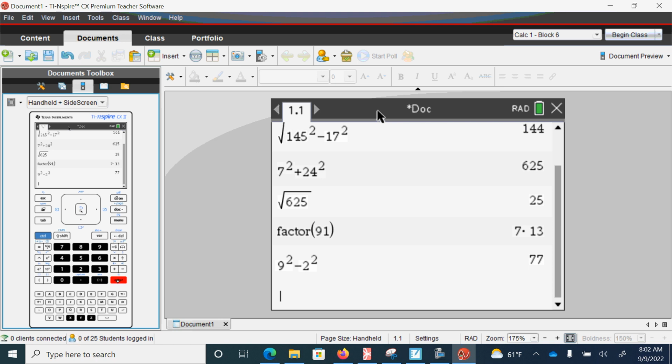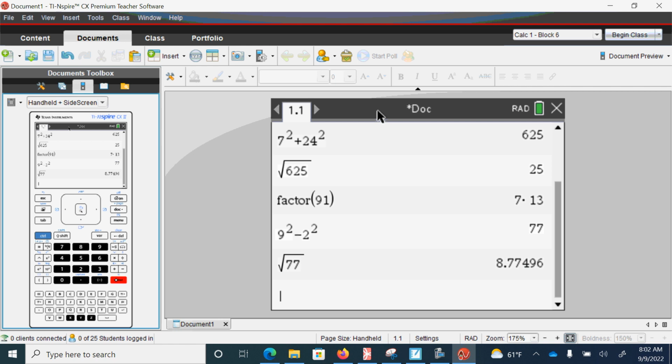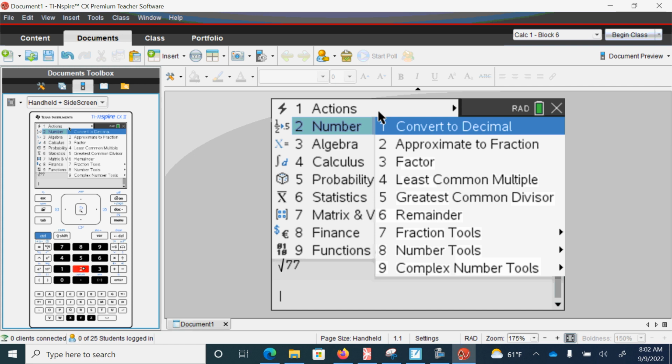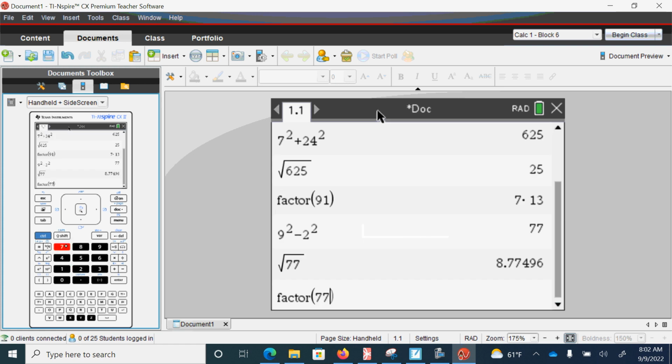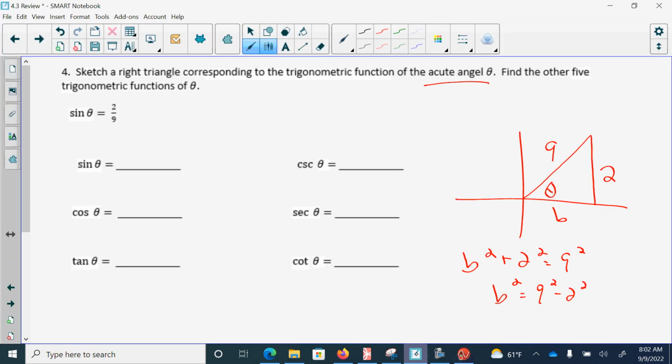And I get 77. Now I'm going to take the square root of 77, which I believe is going to be a decimal. So now let's do menu, number, factor, and let's do 77 to see if I can pull out any perfect squares. And 77 factors into 7 times 11, so nothing repeats, so I can't take anything out. So b is going to end up being the square root of 77.